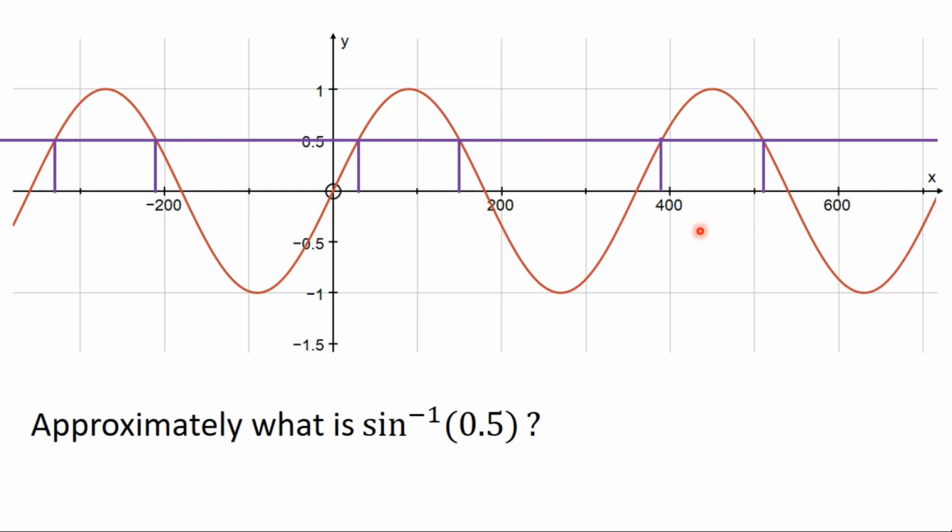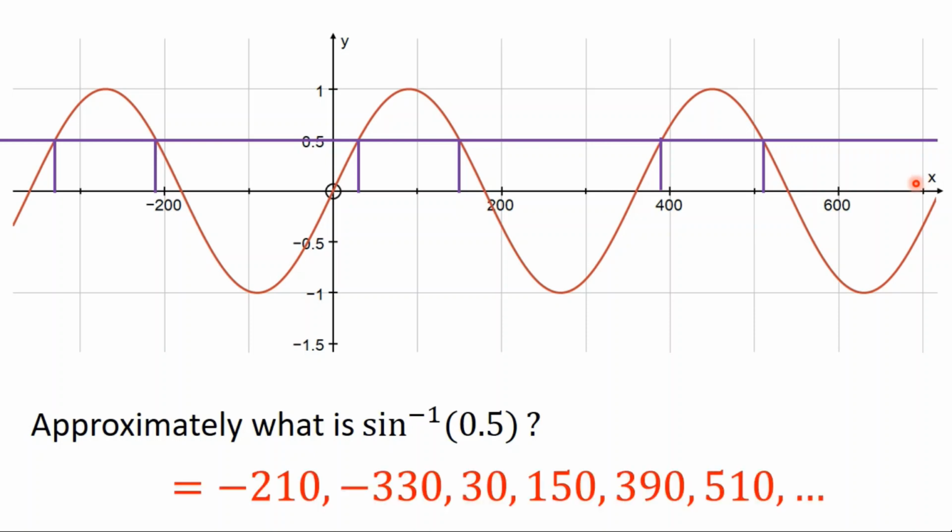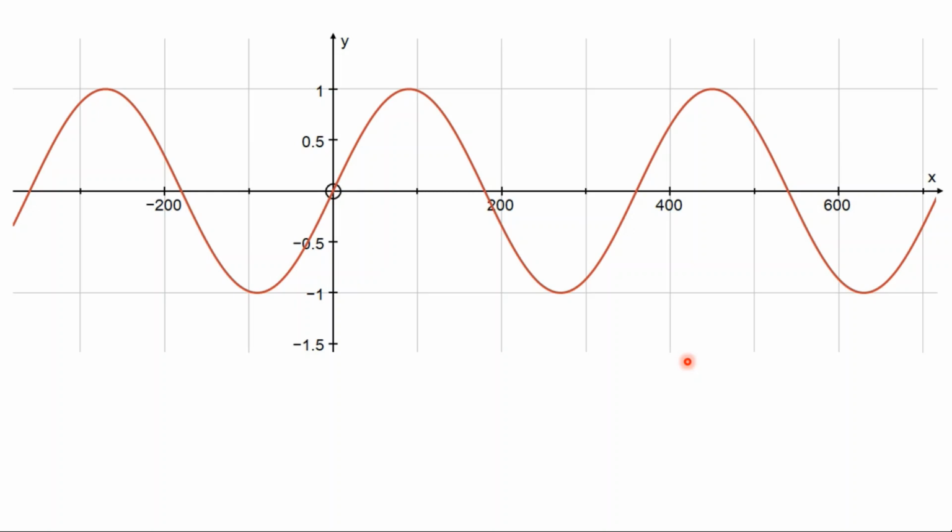So there are 6 on the page, but I actually know, because I've seen where this graph comes from, I know that this continues on forever. So actually, these are the 6 values on my screen, would be approximately negative 210 over here somewhere. But we know that there are actually infinitely more. There are loads of answers to this question. So that's not a particularly helpful question, because sine to the -1 of 0.5, so the inverse sine of 0.5, has infinitely many answers in that form. So that's not a helpful question, and you will rarely be asked such an unhelpful question.